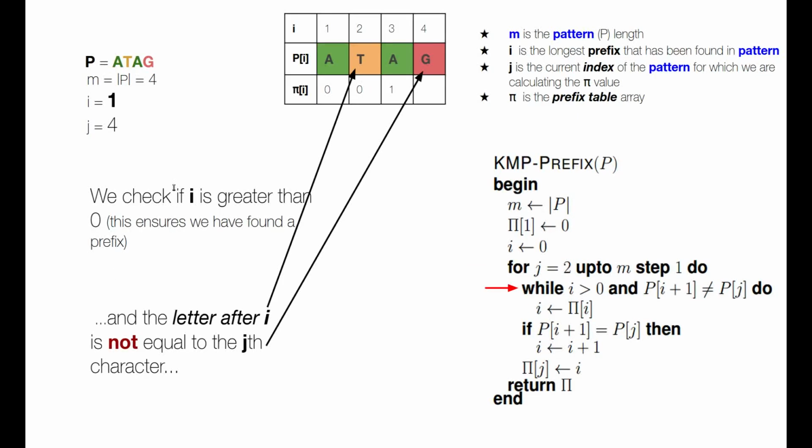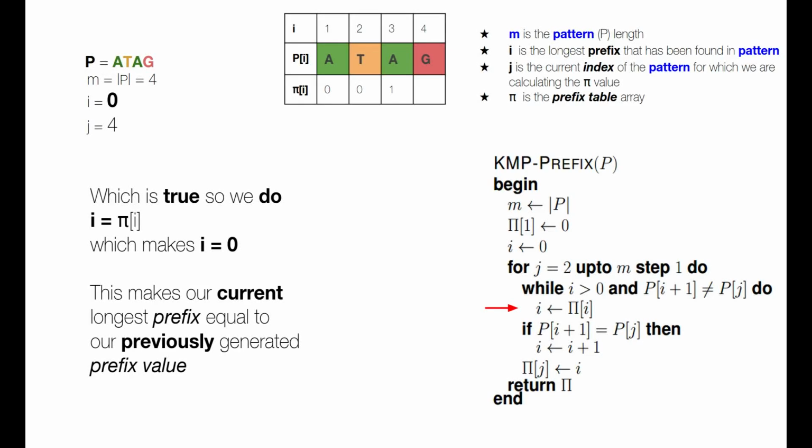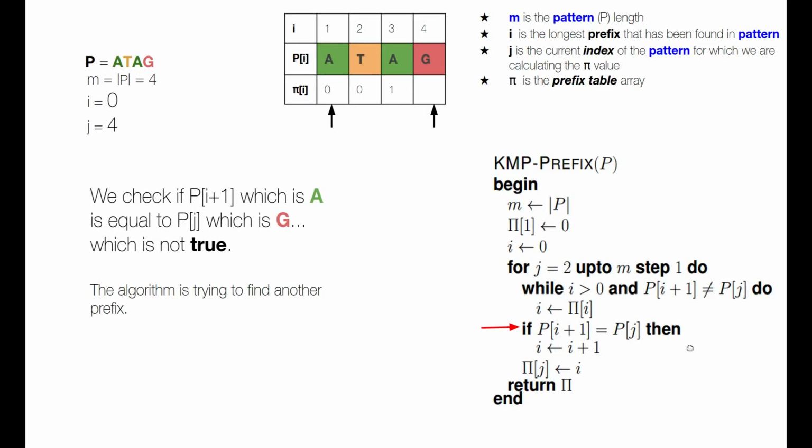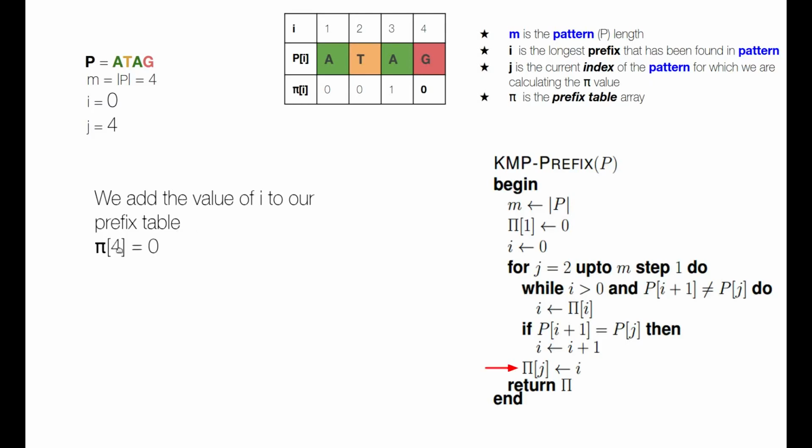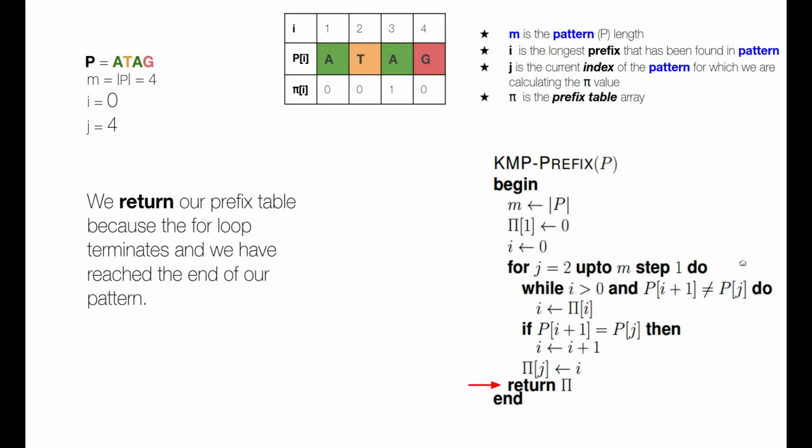We check if I is greater than 0, and the letter after I is not equal to the jth character, which is true. So we make our current prefix equal to our previously generated prefix value. We check if A is equal to G, which is not true. We add I to our prefix table. The loop terminates because we've reached the end of our pattern, therefore we return the prefix table.